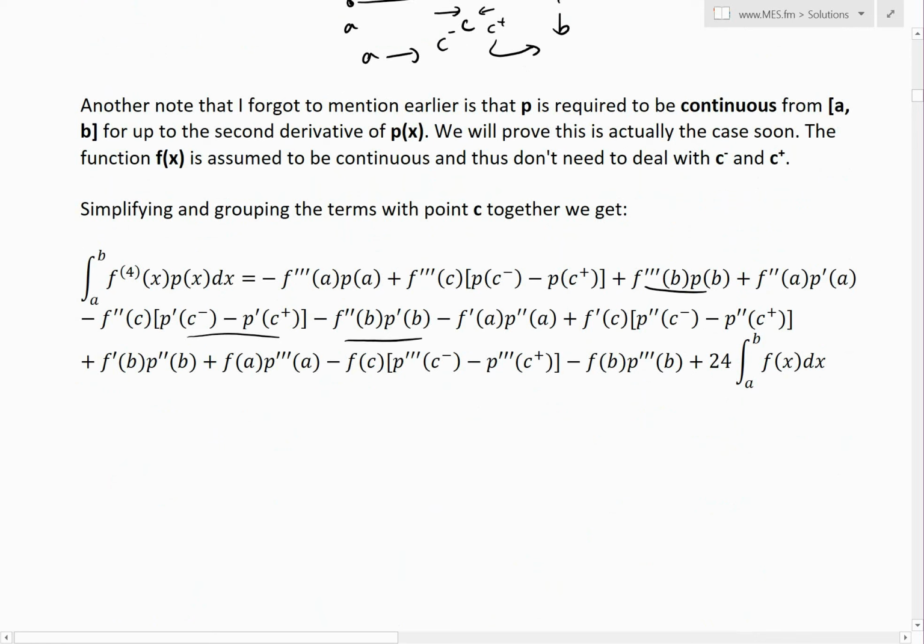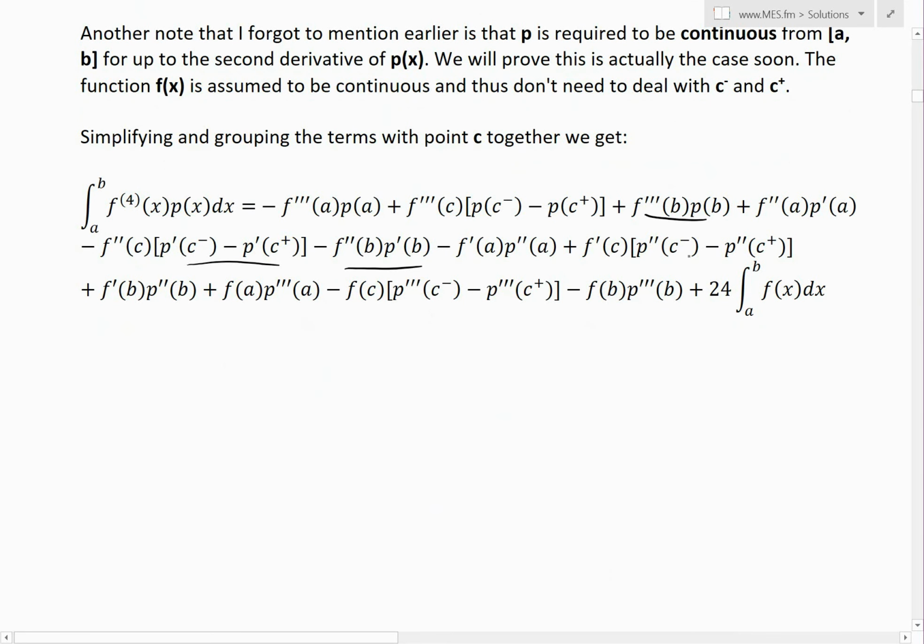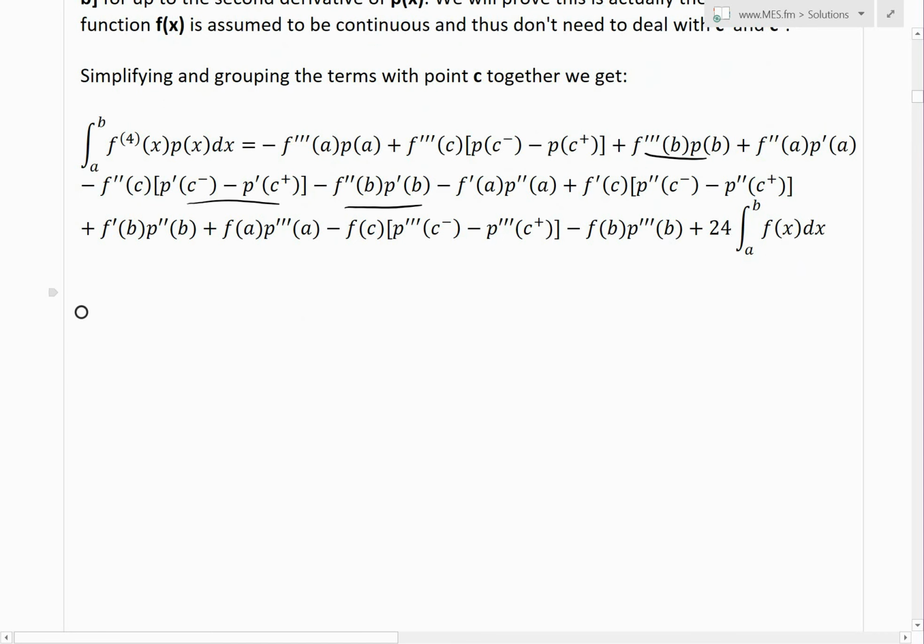And again, the pattern is that derivatives go down for f and go up for p, and in every single case we have this subtraction of c from the left side and c from the right side. Later we'll show these are equal, so these just cancel all the way through the third derivative, etc. And then we're just left with this 24, a integral from a to b of f(x) dx. And again, the signs alternate, plus, minus, so make sure to keep track of that.